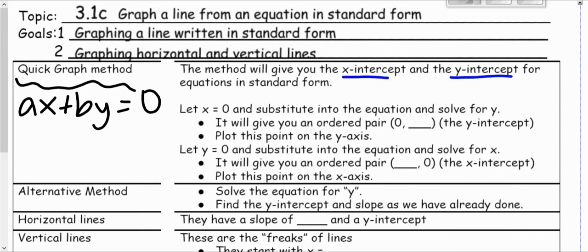So if we start by finding the y-intercept, we're going to let x equal 0 and then solve for y and get that ordered pair. And then we put that on the axis. And then we do the opposite thing where we're going to find the x-intercept. And that's where we let y equal 0 and solve for x. Then we'll find that ordered pair and put it on the graph.